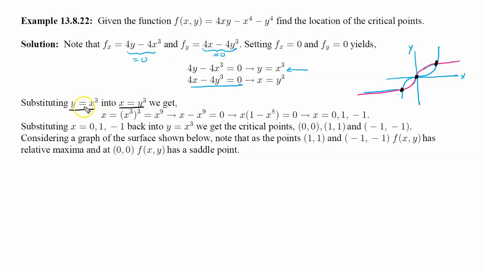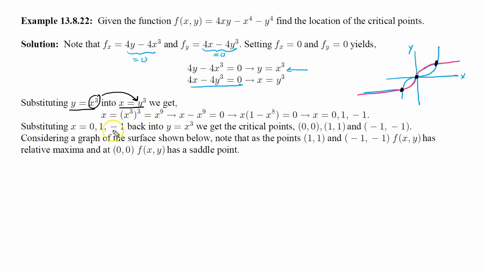So what we can do here is we'll take this equation right here, x equals y cubed, and we'll substitute in x cubed for that y right there. You see that? So we get x equals x cubed cubed. So that's x to the 9th. Take this over to the other side. x minus x to the 9th equals 0. That's the same as x times 1 minus x to the 8th power is equal to 0. That implies x can either be 0, 1, or -1.